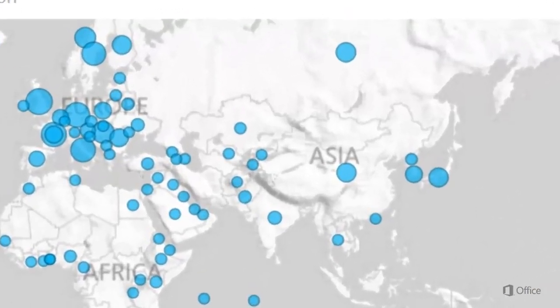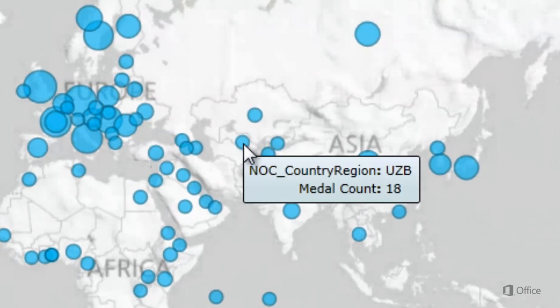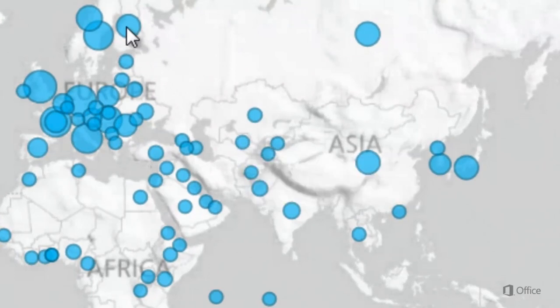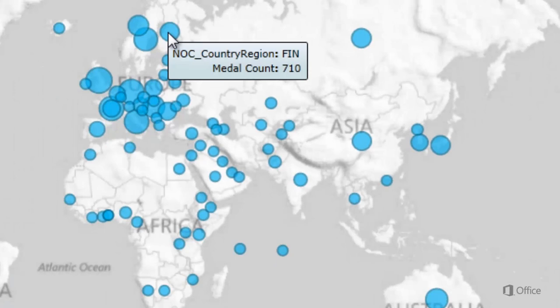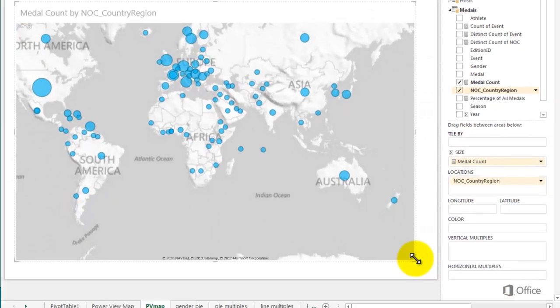I can hover over each bubble to get specific quantitative details. Here I see that Uzbekistan has won 18 medals and Finland has won 710. The maps are powered by Bing, and PowerView sends the data to Bing through a secured web connection for geocoding.